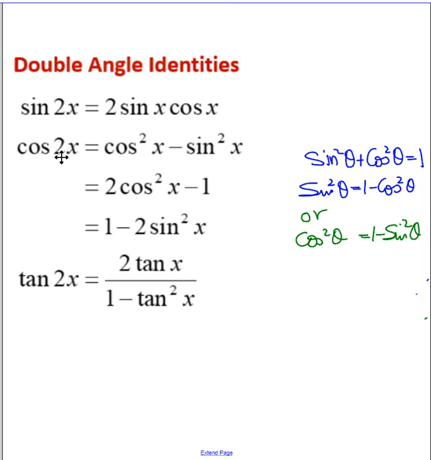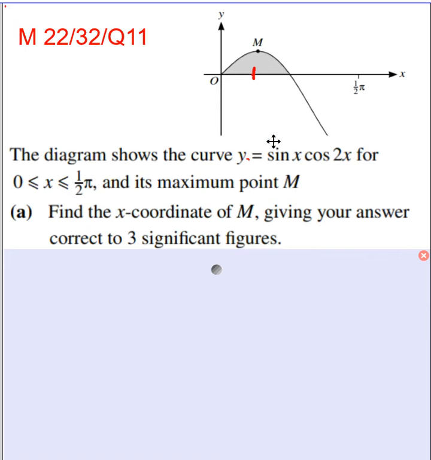Here, cos 2x double angle is mentioned in 3 forms. The reason is if you replace sine square x by 1 minus cos square x, it will become this form. And if you apply instead of cos square x, 1 minus sine square x, it will take this form. So we apply these as it is required, and we will see it here. Now this is the question given to you.